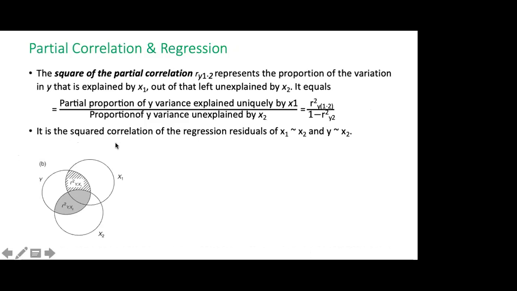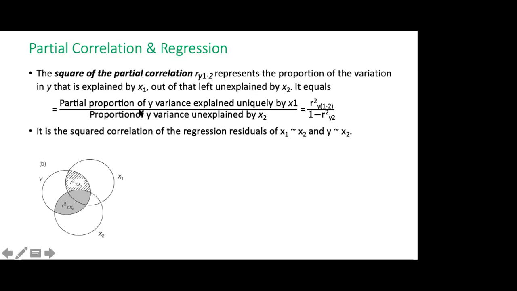So just to circle back to the partial correlation. The partial correlation between our outcome variable and one of the two predictors, so let's say the first predictor, controlling for the second predictor, represents a proportion of the variation in y that is explained by x1 relative to the variation that is unexplained by x2. And of course the same is true the other way around.